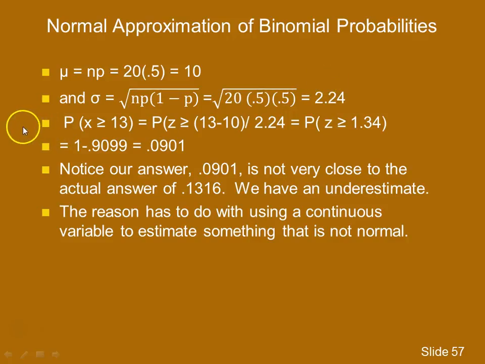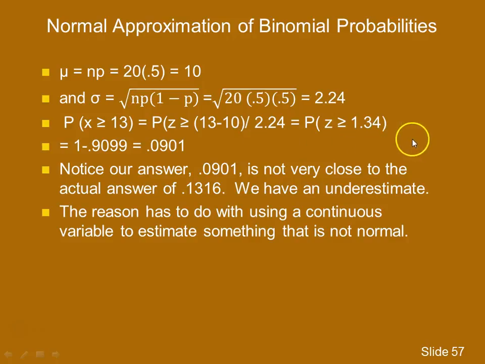So if we just treated this like a normal distribution problem now, we want x bigger than or equal to 13, we would convert that to a z-value. You would take 13 minus the mean of 10 over the standard deviation of 2.24, and you would get a z-value of 1.34. And you want all probability above there. If you go to your table or use your calculator, you will find the probability then would be about 0.0901.